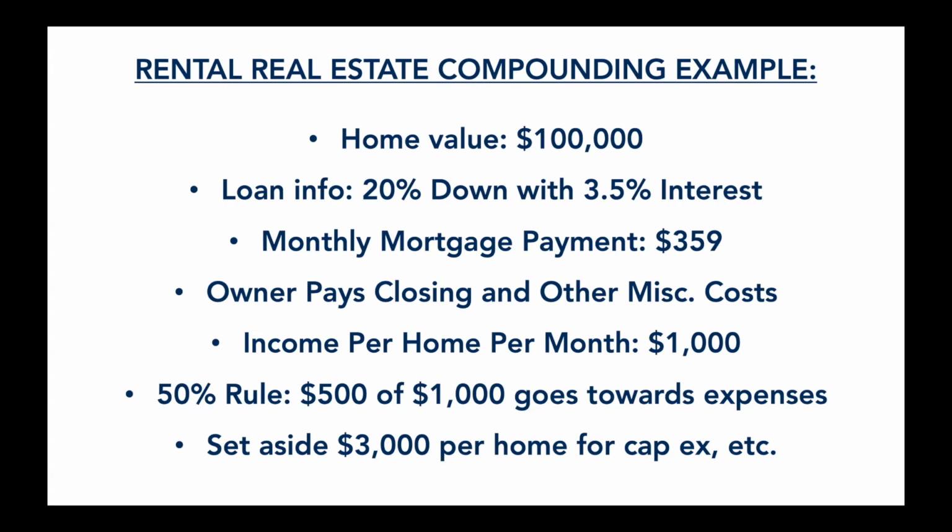So in this scenario, there are two main options. The first is to purchase the home outright for $100,000, and the second would be to purchase a home with a mortgage for $20,000. Let's look briefly at the numbers for each one.